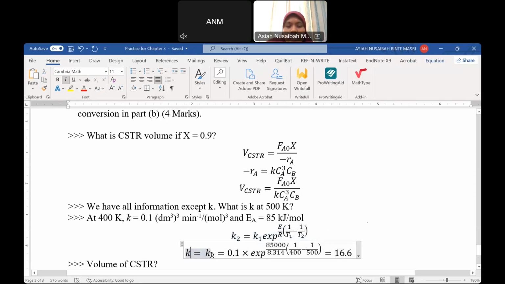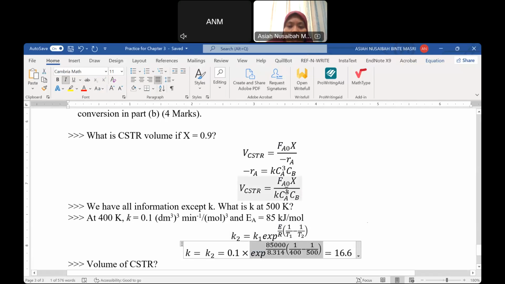We find out K, which in this case will be K2, is equal to K1, which is 0.1. And then we put the value of E. Just now they mentioned that EA, activation energy, is 85 kilojoule per mole. So if you plan to put R, the unit is in joule, so you have to change EA into joule, 85,000. R is 8.314. In your case, please write down the unit as well to ensure that you didn't make any mistake. Temperature is 400, and then another temperature, which is our temperature, is 500. We get K is equal to 16.6.